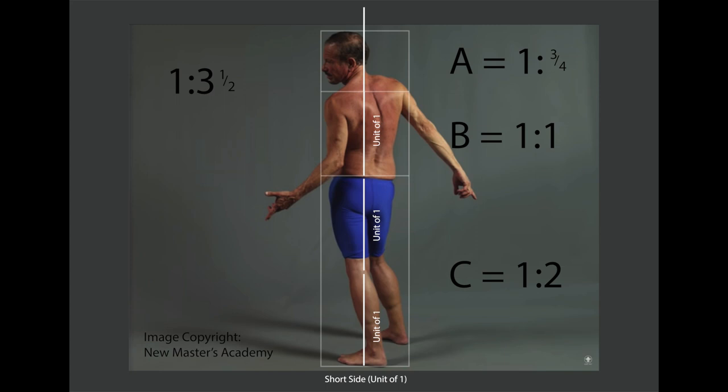As you can see here, the C, going from the top of the pelvis to the bottom of the feet, is around 1 to 2, meaning the unit of 1 fits into it 2 times. Then we go up to the torso area, from the top of the pelvis to the top of the shoulders. That is roughly a 1 to 1. And then from the top of the shoulders to the head is about 1 to 3 quarters. It's important that you get this down and understand that using this will help you capture accurate proportions of the figure. Now begins the tutorial process.